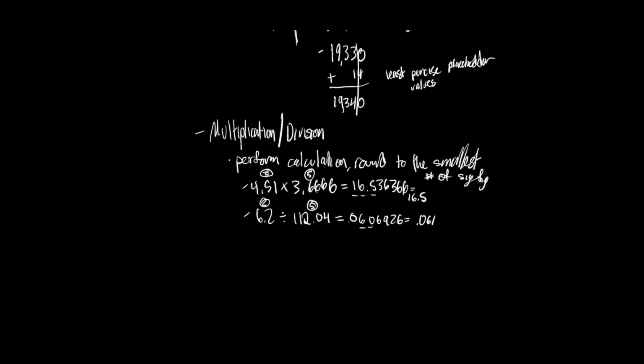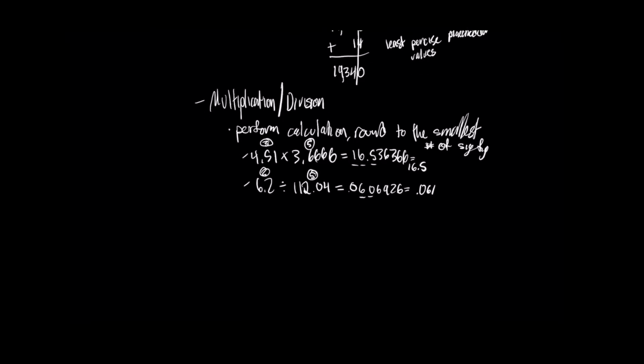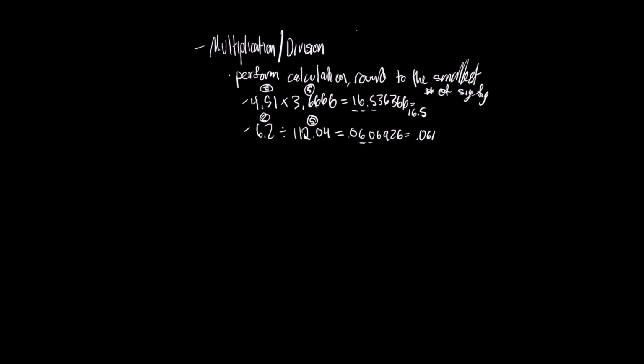All right, let's move on to multiplication and division. To perform a calculation, round to the smallest number of sig figs. In my opinion, this is actually even easier than addition and subtraction. Literally, you just say 4.51, that's 3 sig figs, we already know how many are in there. And we multiply it by 3.6666. That would be 5 sig figs: 1, 2, 3, 4, 5. So 3 and 5 are the numbers of sig figs.